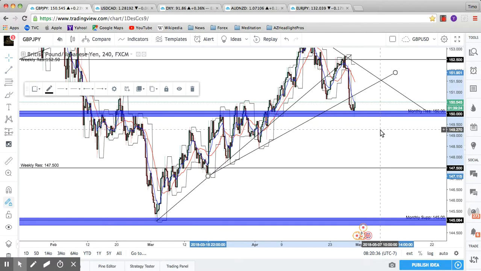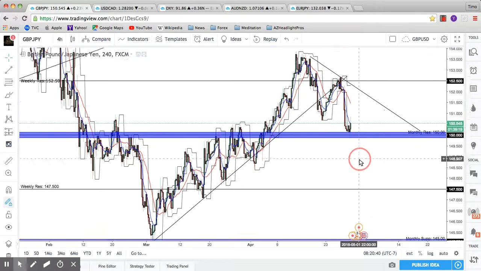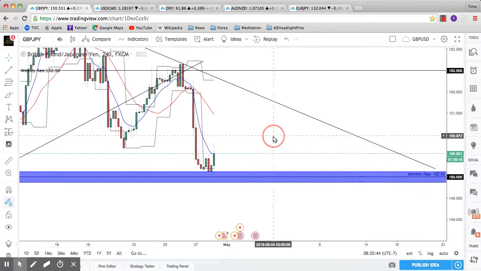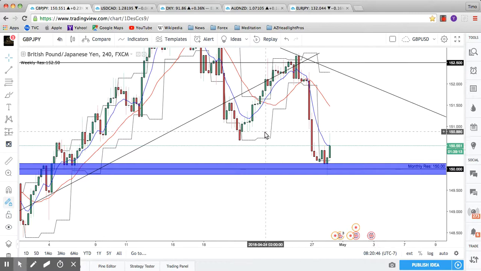But I expect us once again to retrace about 50 to 60% of this move first, and then I'll look out for some price action to see if we're ready to continue our downtrend and break 150, which could send us another 100, 200 pips south, okay? And that's pound versus the yen.